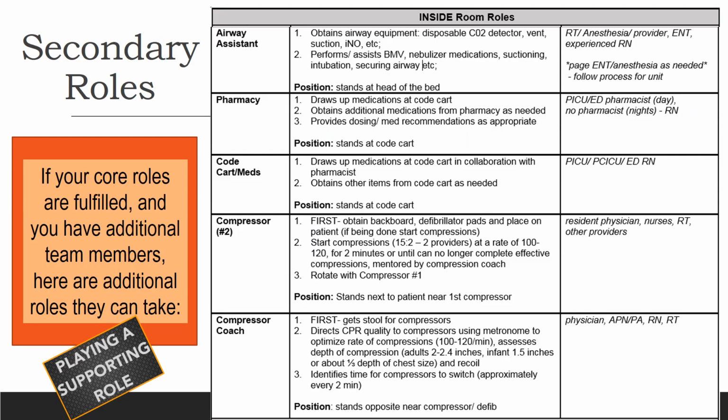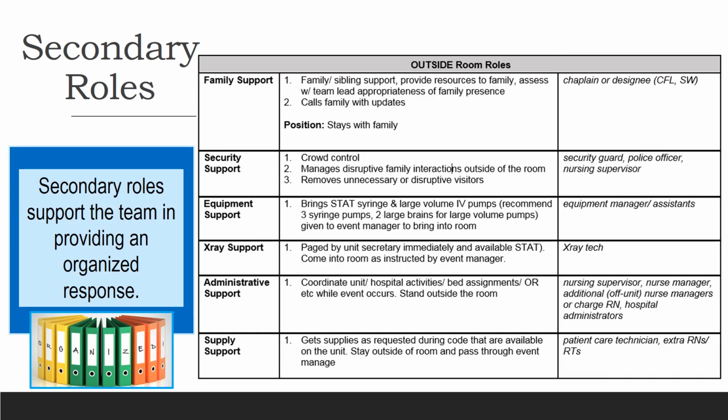Once the core 6 roles have been fulfilled, the code manager can assign secondary roles to any additional team members who respond to the code event. Some of these roles include airway assistant, pharmacy, code cart and meds, compressor number 2, and compressor coach. Additional supportive roles for the responding team are listed on the slide. Many of these roles assist with code management outside of the patient's room.